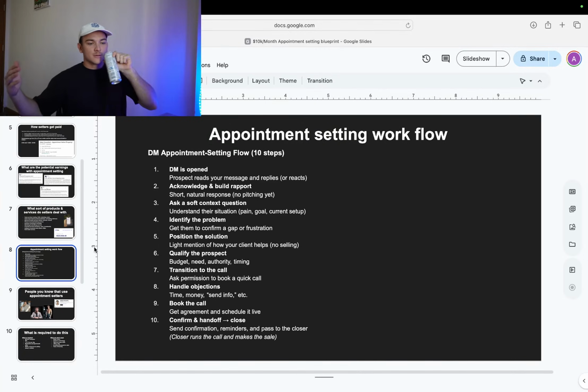Okay, so appointment setter's workflow. What does your workflow look like as an appointment setter? In 10 steps. Let's say you're in the DMs, a lead comes through, a customer will come through to the DMs. Prospect reads your message and replies, or reacts. So you want to build rapport with them. You get to know them, you get to know their situation, understand what they need. So ask soft context questions, understanding their situation, pain, goals, current situation, like I was saying. Identify the problem. What is the problem that they're facing?